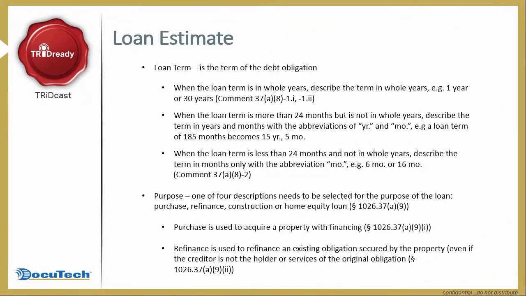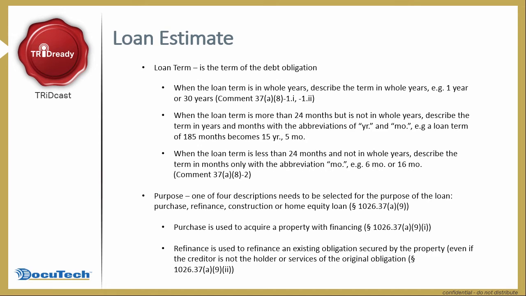So the first section in the right-hand column of the general information portion of the document discloses the loan term. There are a few different scenarios that you need to look at here. First, if the loan term is in whole years, you're just going to simply describe it in whole years. So if it's a 30-year mortgage, it's going to say 30 years. If it's a 15-year mortgage, 15 years. 10-year mortgage, 10 years.